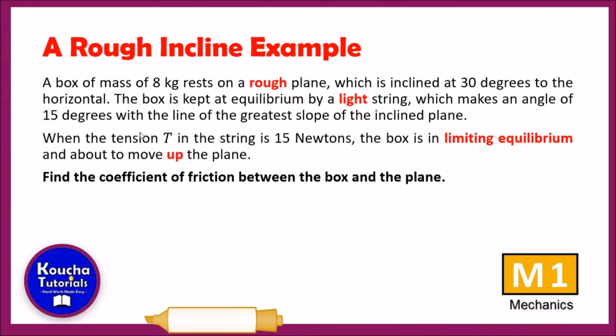And the last point: when the tension T in the string is 15 newtons, the box is in limiting equilibrium and is about to move up the plane. So just about at this point in time is where the equation will equal 0 once T is 15. The task is to find the coefficient of friction between the box and the plane.